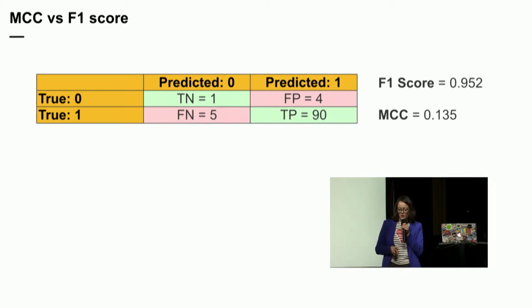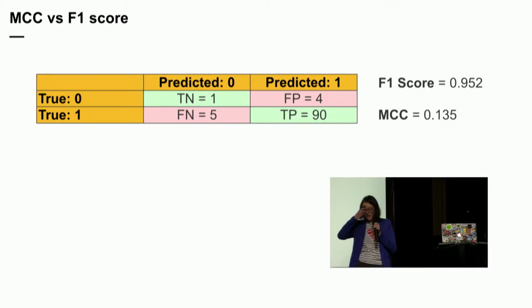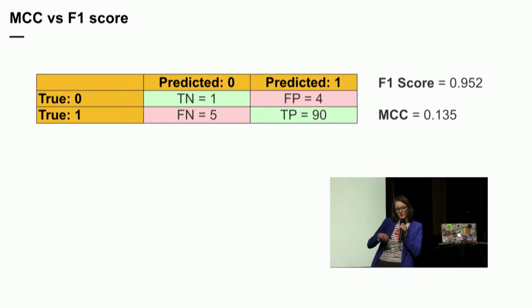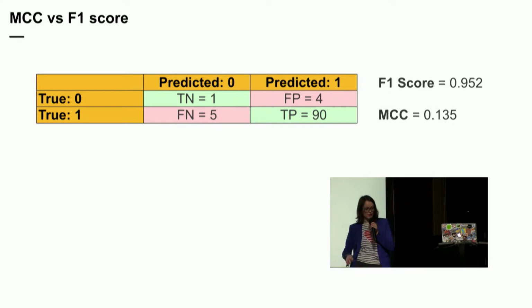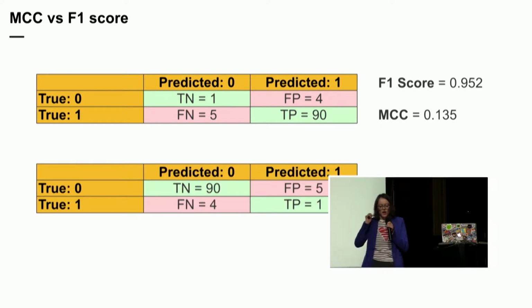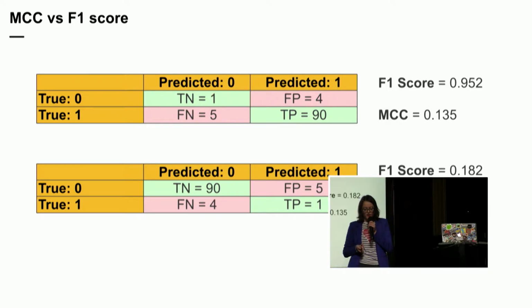F1 score is going to be 0.952, MCC 0.135. But what we are going to do now is flip what we call a positive class and what we call a negative class. So now everything stays the same, the model is the same, but what we call a positive and what we call a negative is different. So the matrix is going to be a little mirrored. In this case, F1 score now is different. It's 0.182. MCC is the same.